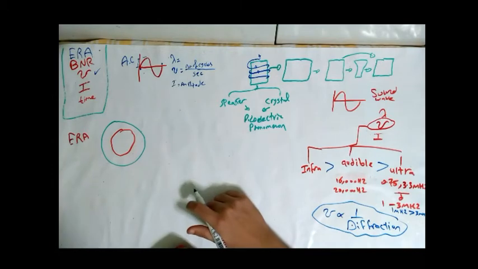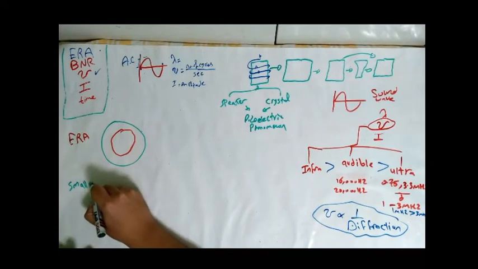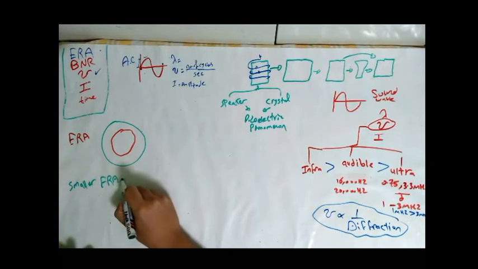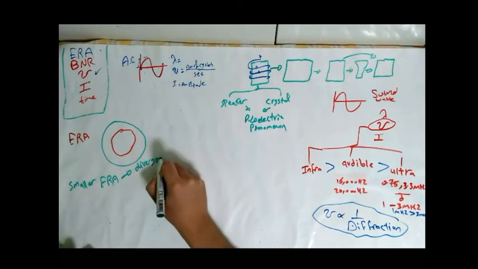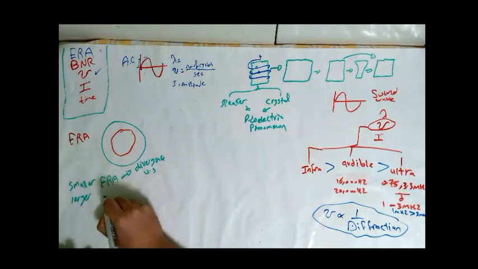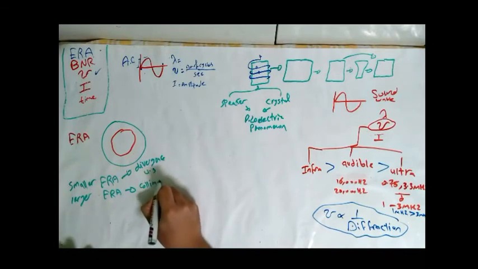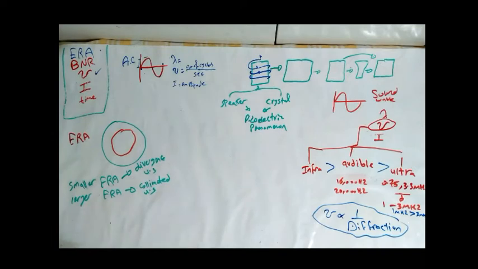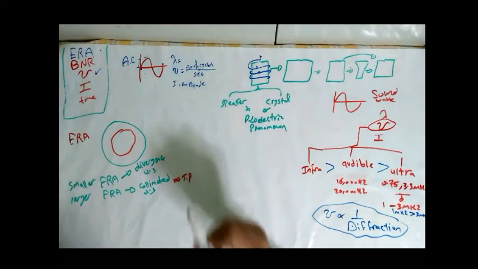A very important part too: a smaller effective radiating area will produce a divergent ultrasound, while a larger effective radiating area will produce a collimated ultrasound. A clinical practice note: if you are treating a trigger point, you will use a larger ERA to focus the ultrasound waves to the trigger point.